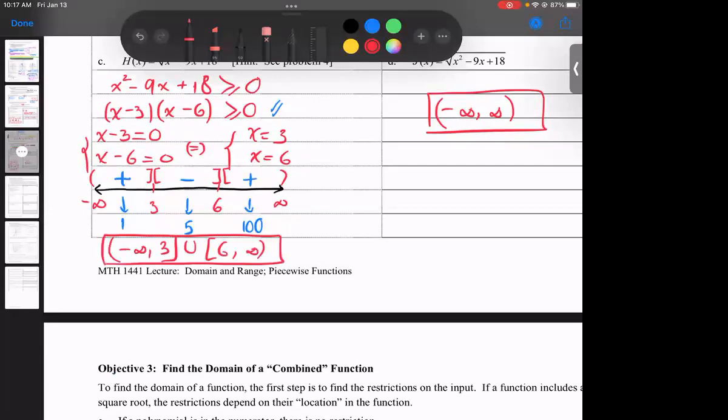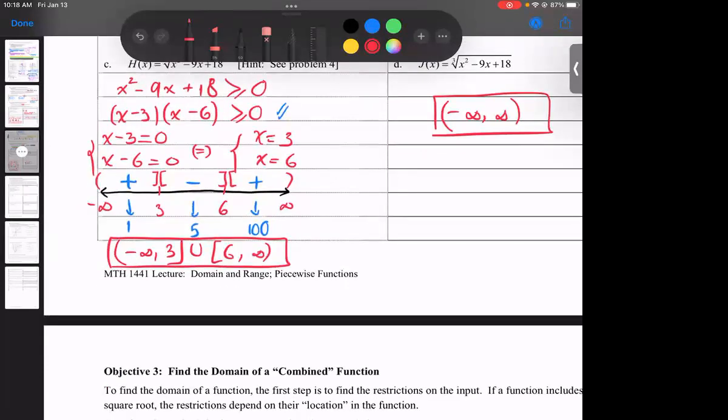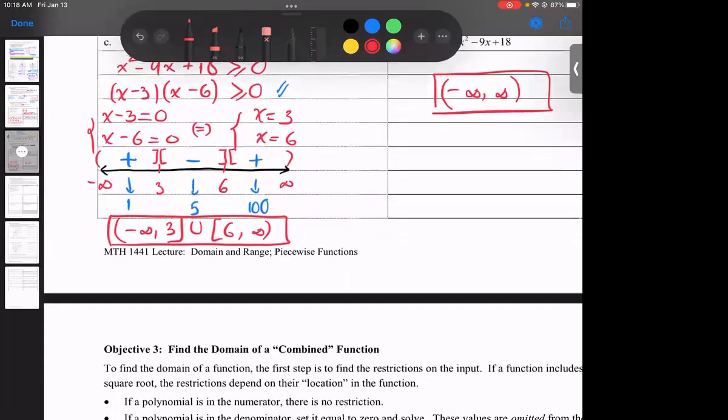Do you guys feel a little bit better? It's long. I know it's long. If they would allow you to use a graphing calculator, I would have shown you how to check your answer on it, but they don't.